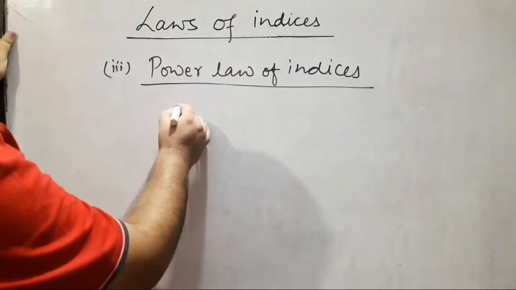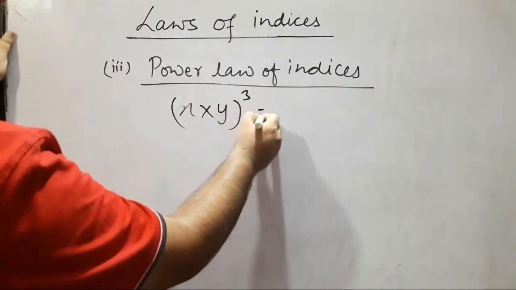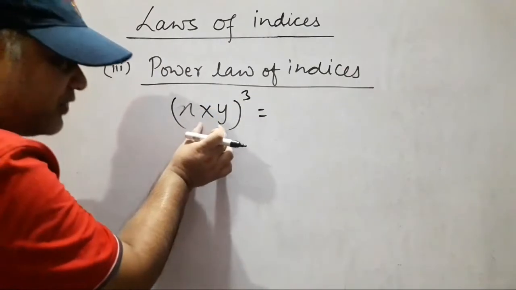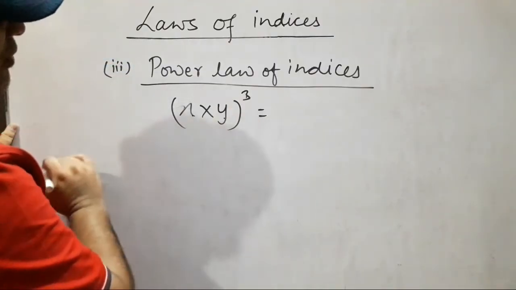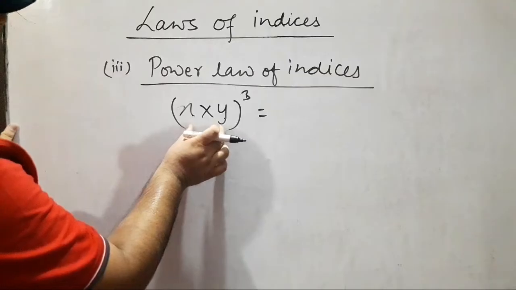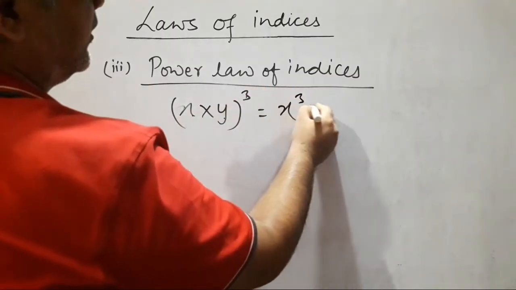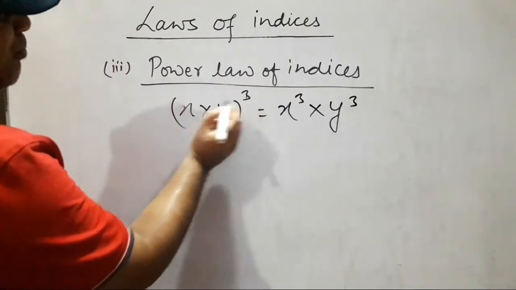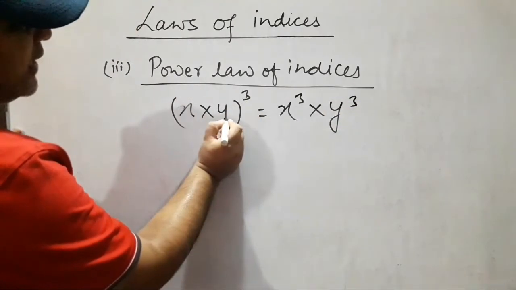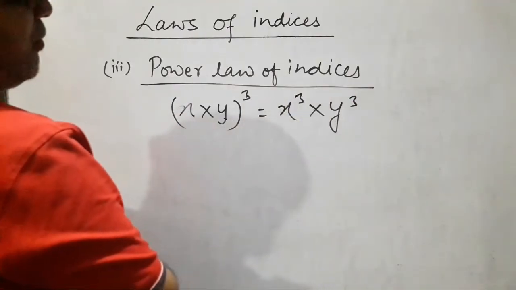Similarly, if two bases are under the same power, then if they want to become separate, then both shall take this power. Now I want to separate this x and y. I can write as x power 3 into y power 3. This power 3 belongs to x as well as y. So both bases shall take the power.